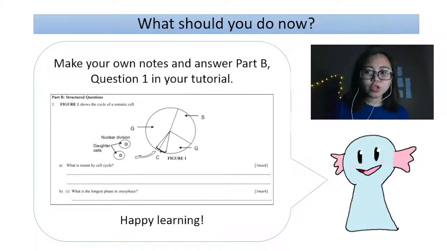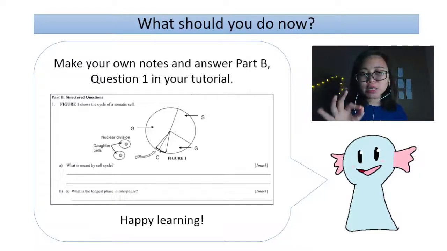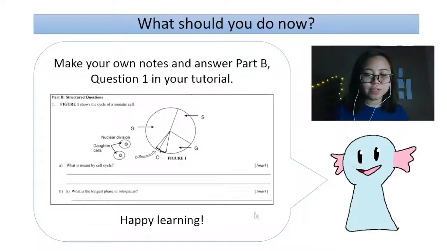So now what should you do? As usual, you should make your own notes. And please open the tutorial questions for chapter 3. In the tutorial questions, go to part B, structured question, and ask the question number 1. Jawab soalan nomor 1, nanti kita akan bincang bila kita masuk dalam kelas tutorial.